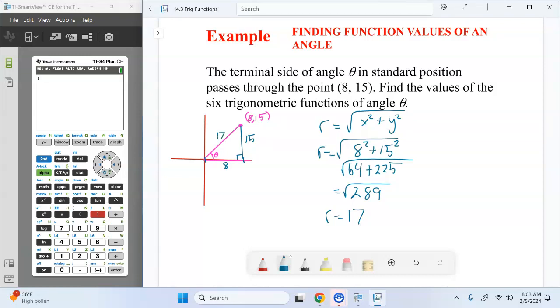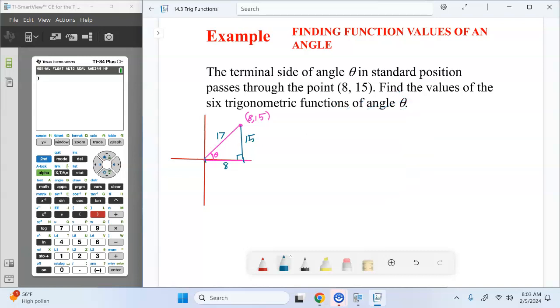So now we have all three sides of our right triangle, which is all the information we need to get our 6 trigonometric functions. So we're going to go through these. Okay, so let's start with sine of theta. Sine is our y value over our radius. What's our y value? 15. What's our radius? 17. So 15 over 17.